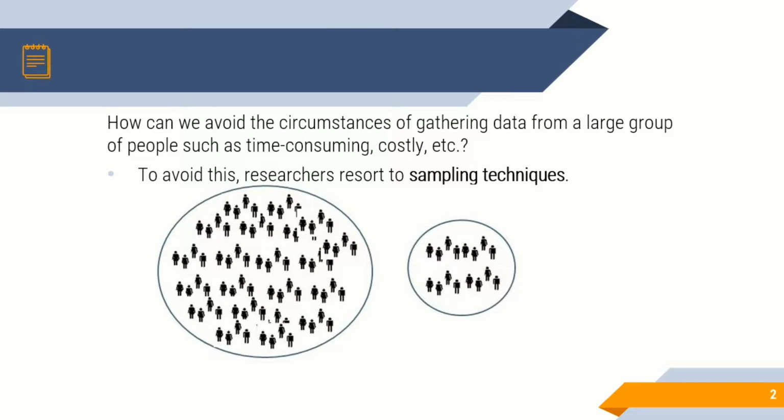In statistics, population refers to the whole group under study or investigation. Meaning to say, it is the entirety of the whole group of people. It is a set of all possible values of a variable. While a sample is a subset of the entire population. It consists of one or more data drawn from the population.